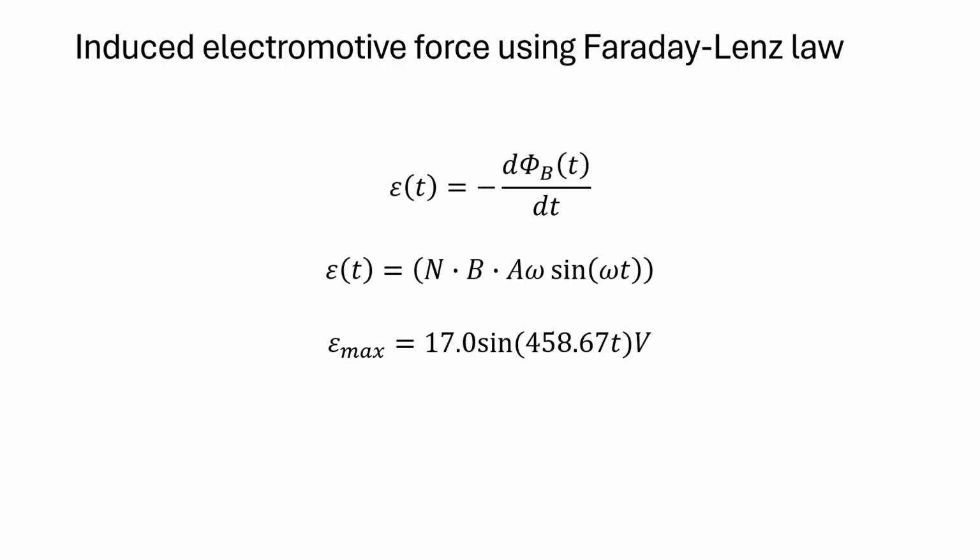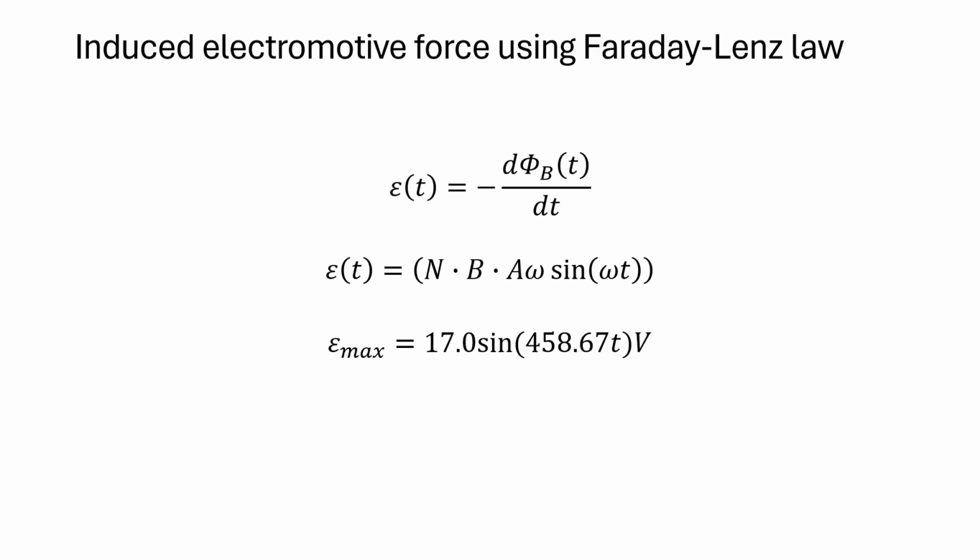Finally, I calculate the induced electromotive force using Faraday-Lenz law. The equation is epsilon equals negative d phi sub B over dt. After taking the derivative, the equation becomes epsilon of t equals N times B times A times omega times sin of omega t. Replacing the values, this is the result.